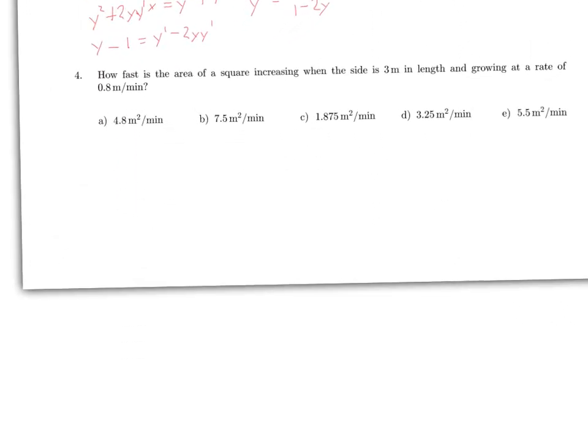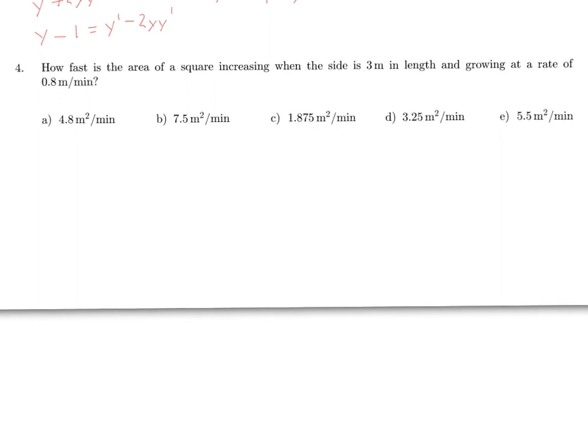Interesting problems at last, related rates. How fast is the area of a square increasing when the side is 3 meters in length and growing at a rate of 0.8 meters per minute. All right, step one is always figuring out what formula we're going to use. There's a vast array of math formulas that we know. In this problem, we focus on the area of a square. Well, I know the area of a square is the length of one side squared, so I'm just going to use area equals x squared.